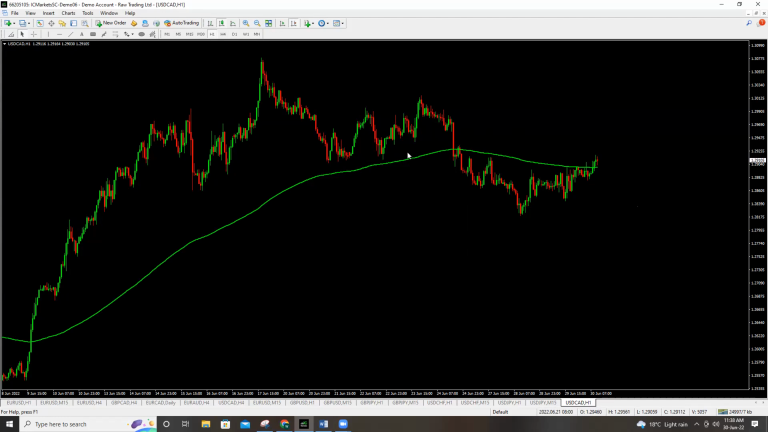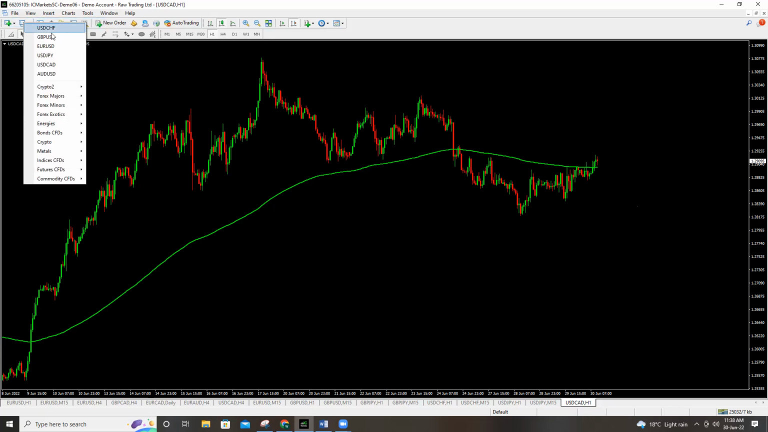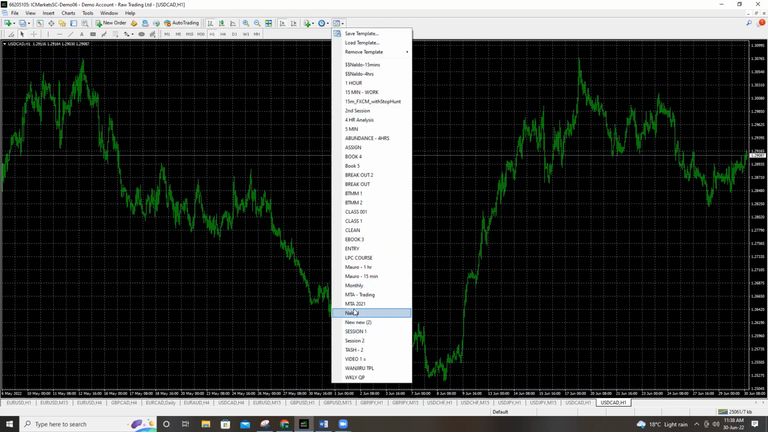Again, if the market is above your EMA, you should be looking for buys. If it's below, you should be looking for sells. So that's it. Then now we're going to the same currency, that's USD CAD, naked.